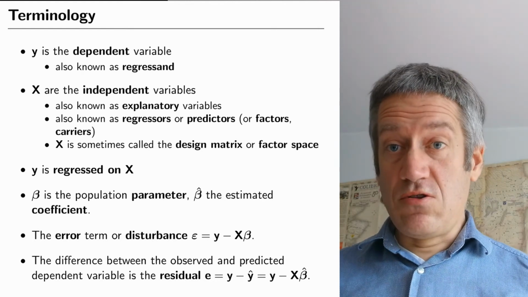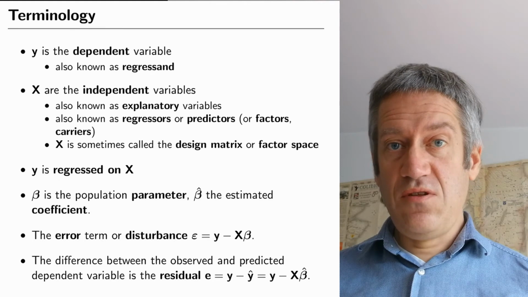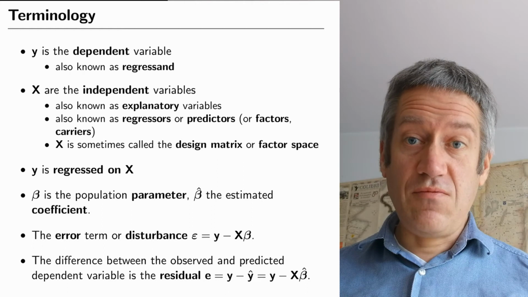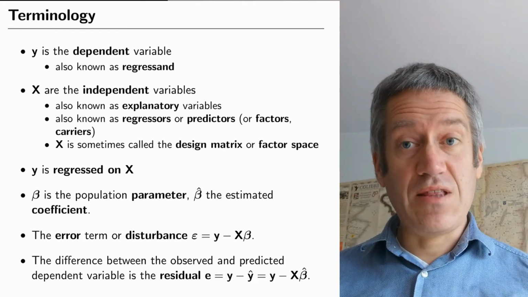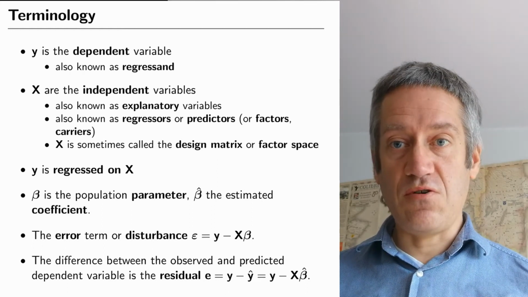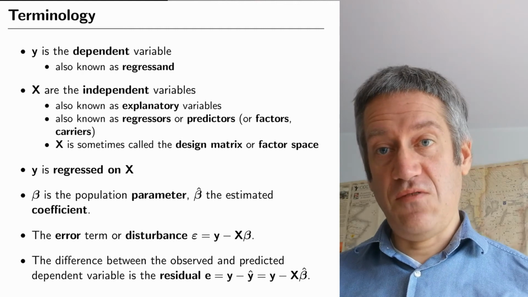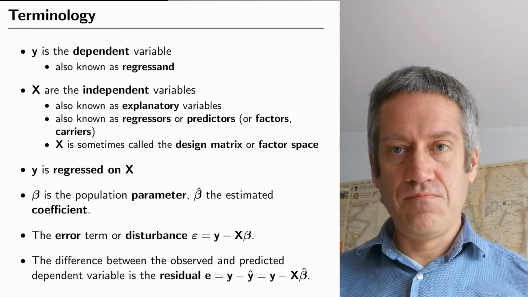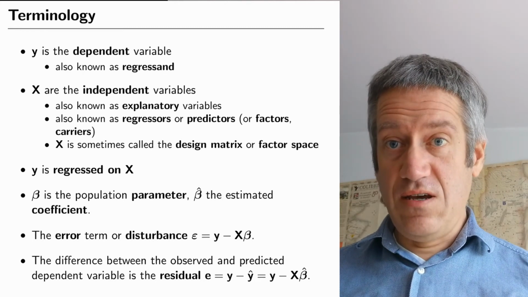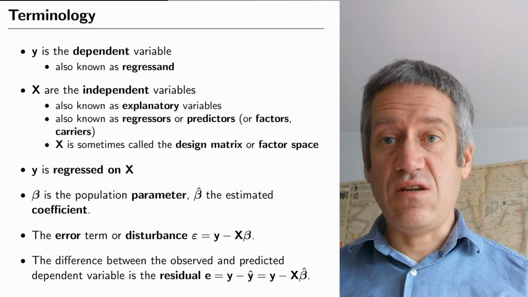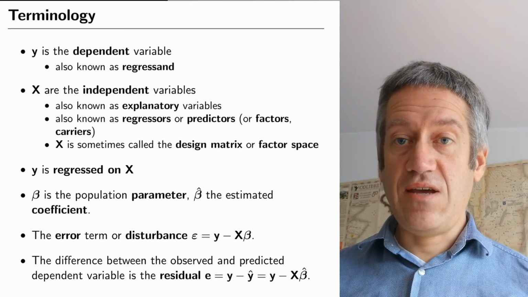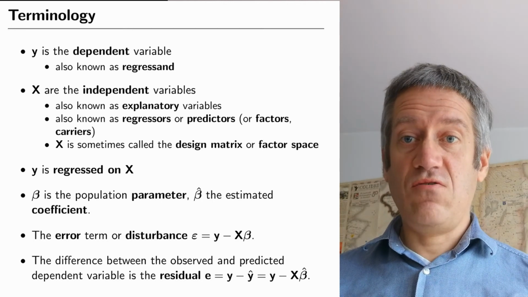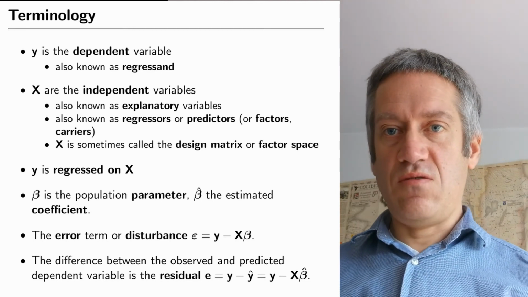And then there's the error term or disturbance, which is the difference between y and the predicted linear relationship between x and beta, beta being the population parameter that we cannot observe. So in nature, it is a difference between y and the linear predictor of x and beta. Whereas in a particular data set, we have residuals, which is the difference between x times our estimated betas, which leads to a predicted value of y, and the difference between those is the residual.